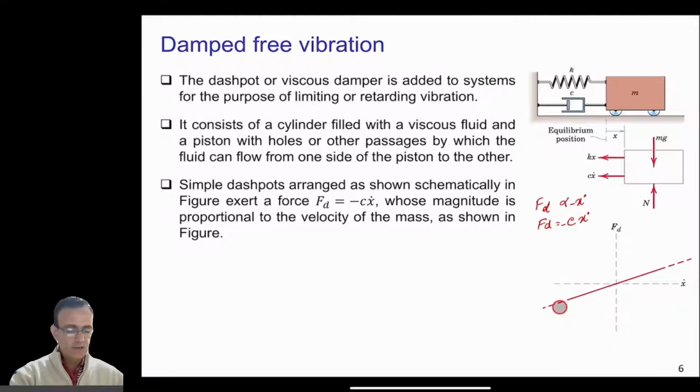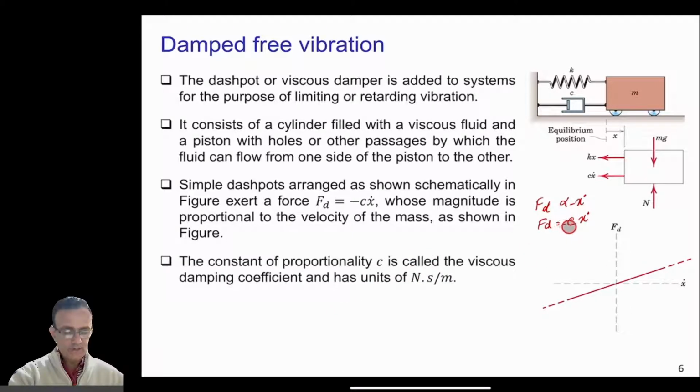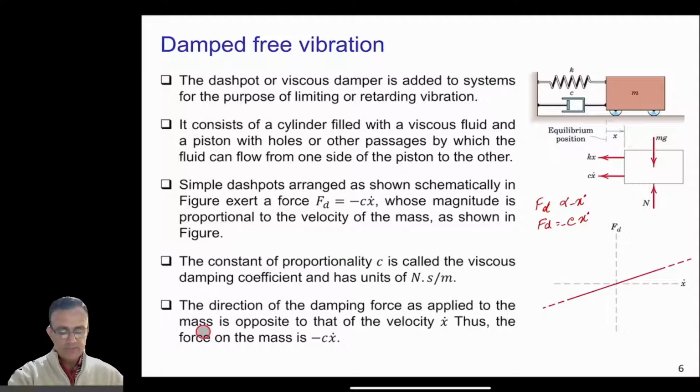So then this force is just changing linearly with the velocity here. Now this c, which you can see here, is what we call the constant of proportionality, and it is called the viscous damping coefficient, and the unit of this is Newton second per meter. Now the direction of the damping force as applied to the mass is opposite to that of the velocity x dot, and thus the force on the mass is minus c x dot. So we are using this minus sign here.